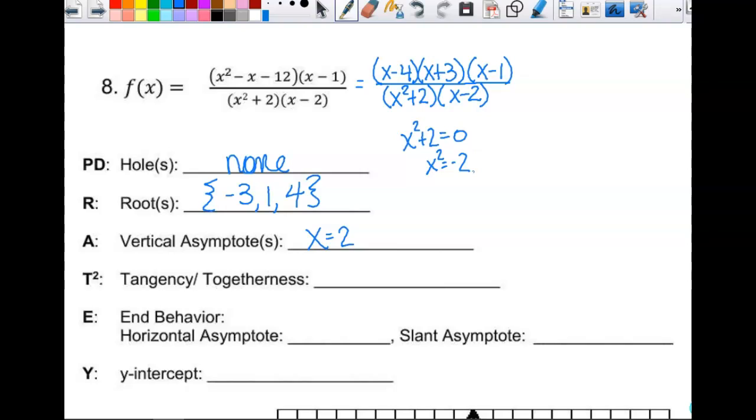All right, so tangency and togetherness. I don't have that either. I know with tangency and togetherness, we are looking for even exponents, but that's even exponents on a factor, not just in there somewhere. So this whole thing is the factor, and there's not an exponent on the factor. So this doesn't count, so this is none as well. Will this have a horizontal asymptote?